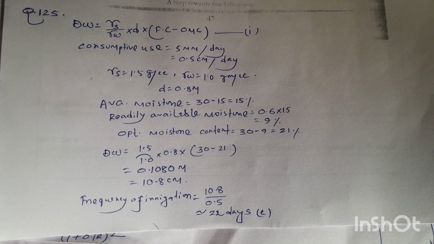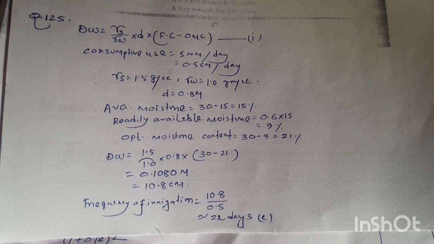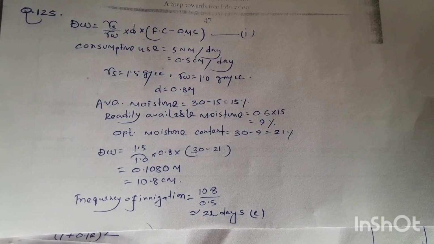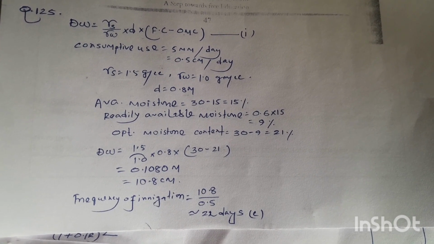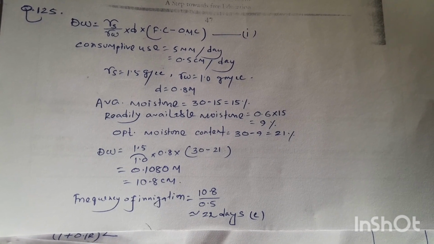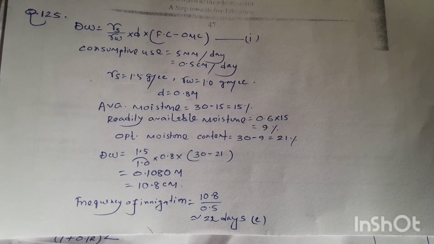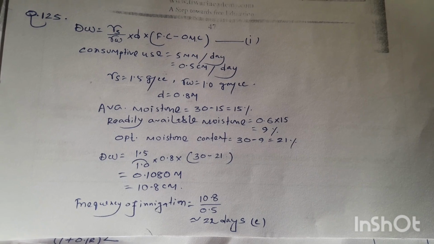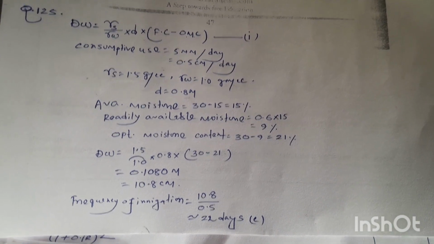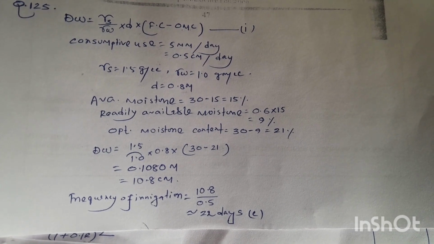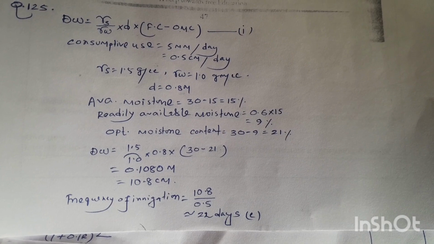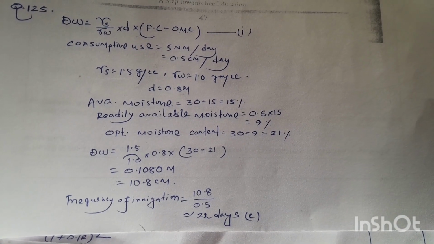So available moisture will be field capacity equal to 30 minus the permanent wilting point 15%. So available moisture will be 15%, and readily available moisture as per question is 60% of available moisture. So it will be equal to 0.6 into 15%, so 9%. Optimum moisture content will be field capacity minus readily available moisture, which means 30 minus 9 equal to 21%.